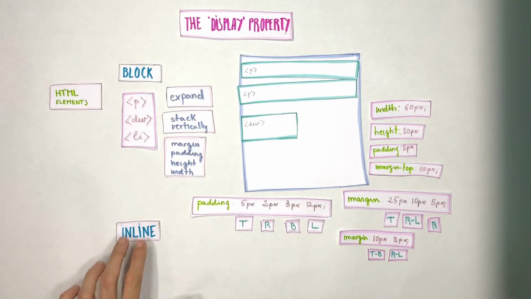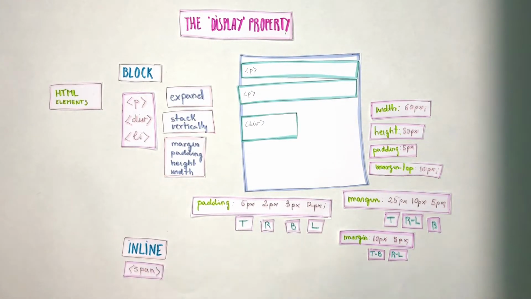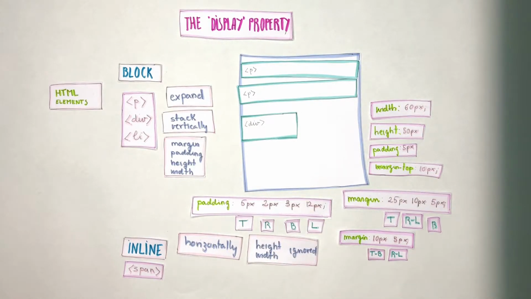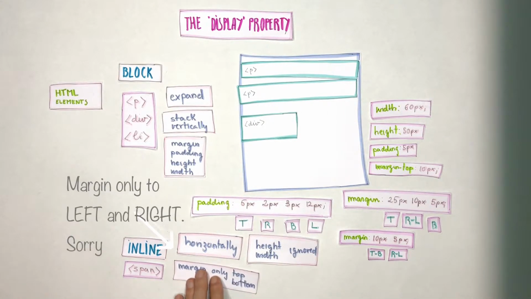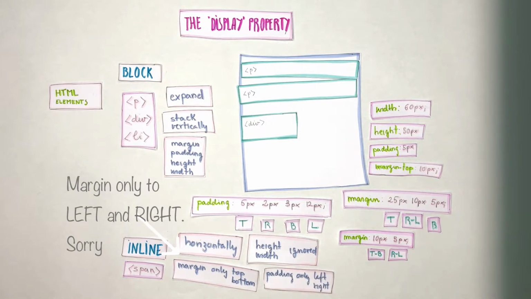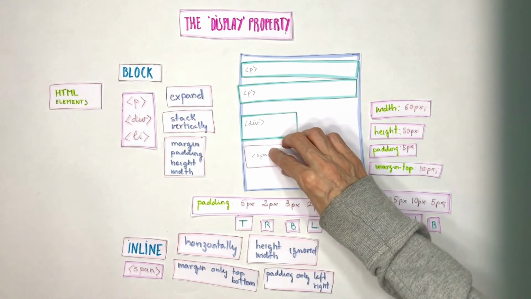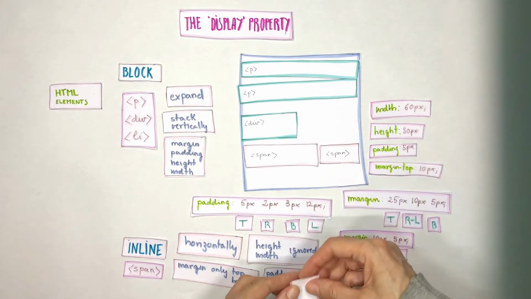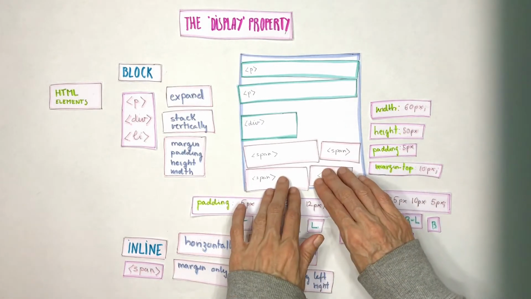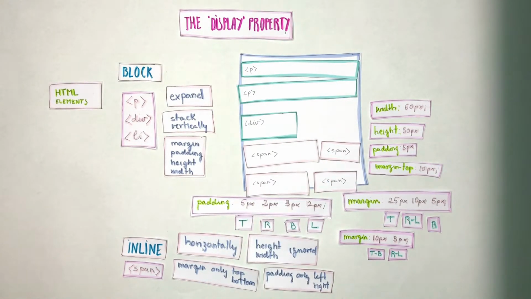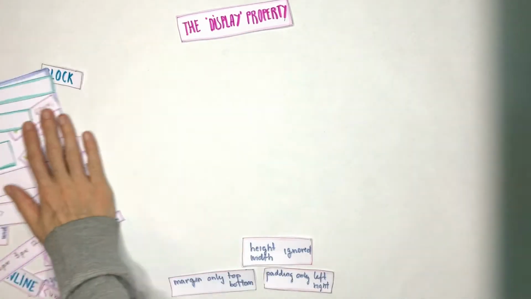Let's now see the characteristics of the inline elements. They are displayed horizontally, one next to the other. The height and width are ignored. We can apply margins, but only to the left and to the right, and same thing with the padding, only paddings to the left and the right. The span element is one example of inline element, and this is how it is going to be shown by default. What we have seen is the default display for each type of element, but we can modify that using the display CSS property. Let's see how to do it.